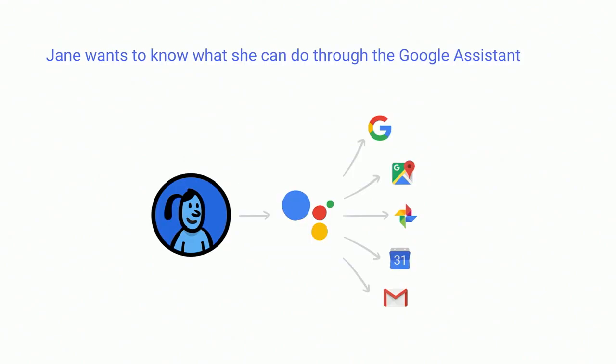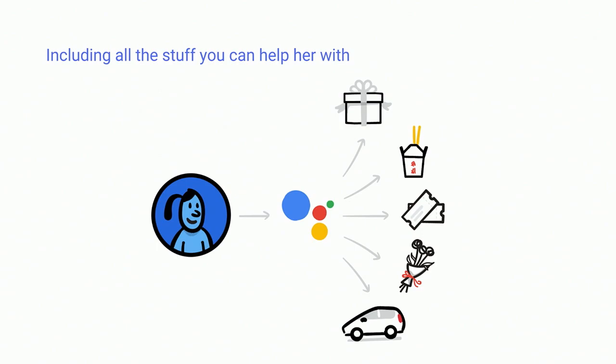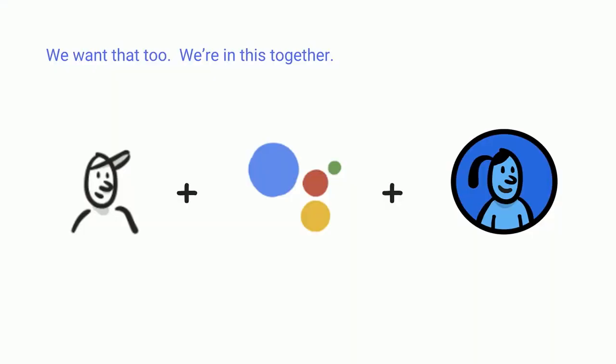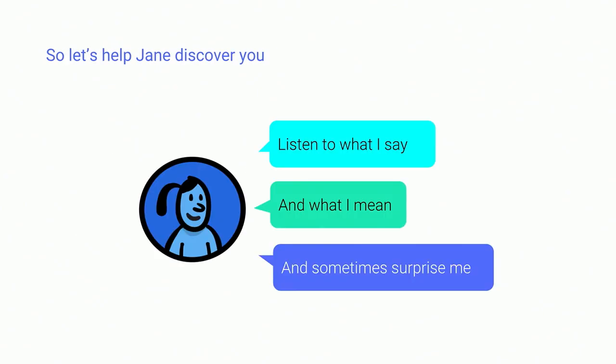Jane wants to know what she can do with the Google Assistant. Of course, she wants to know all the things that Google can help her with, but she very much wants to know about all the stuff that you can help her with, right? And we want that too. What we all want is easy discovery for Jane. We are in this together, you and us and Jane, all trying the same thing, going to the same goal. We all want the same thing. So let's help Jane discover you.